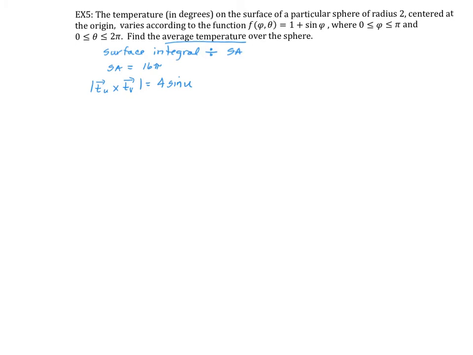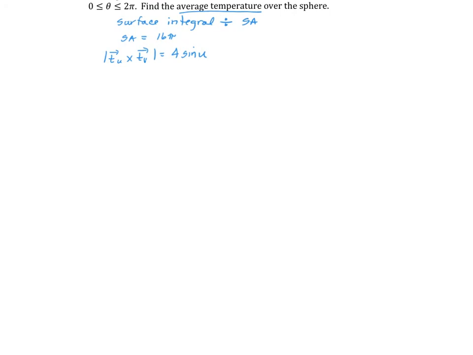So now all I have to do is represent my region parametrically. So our usual, we're going to let u equal phi and v equal theta. So I know that my u value is going to go from 0 to pi, and my v will go from 0 to 2 pi.